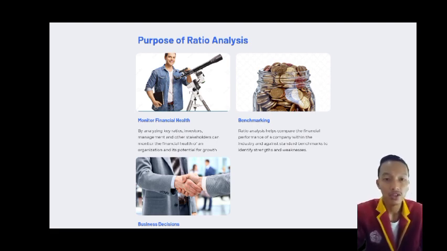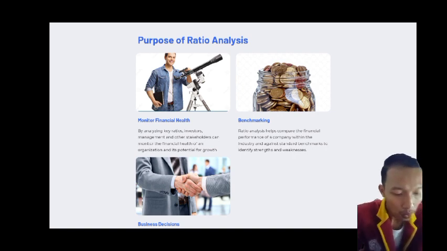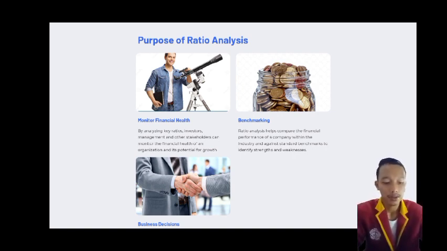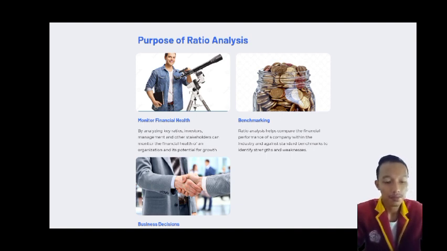Point number 2. Benchmarking. Ratio analysis helps compare the financial performance of a company within the industry and against standard benchmarks to identify strengths and weaknesses. Point number 3 is business decision.